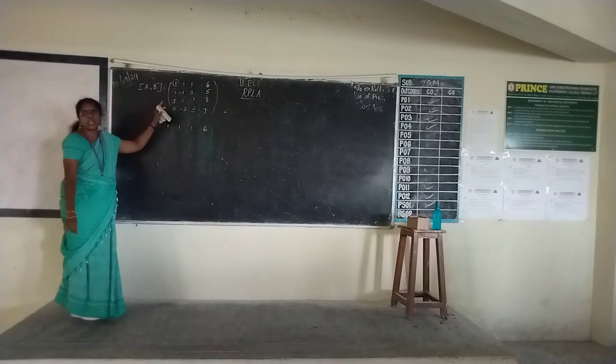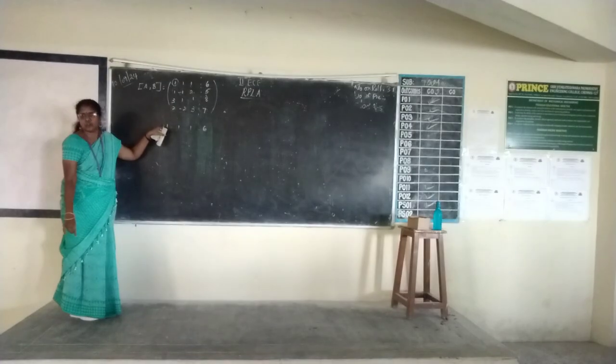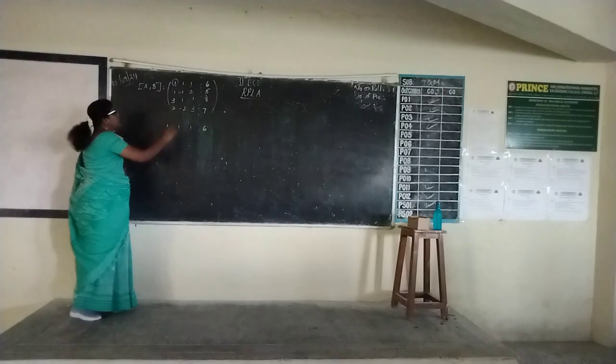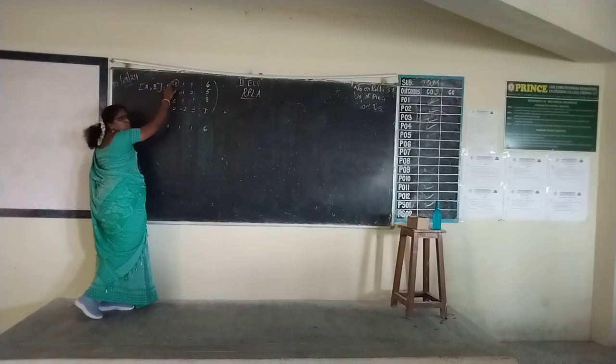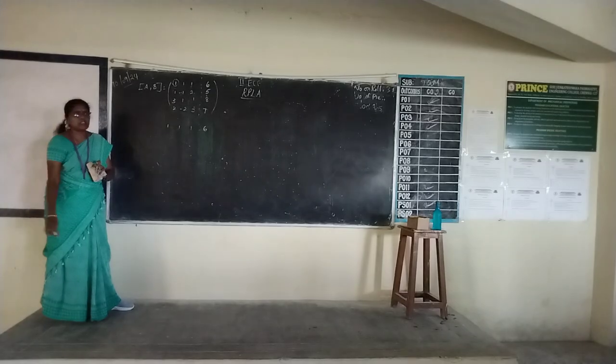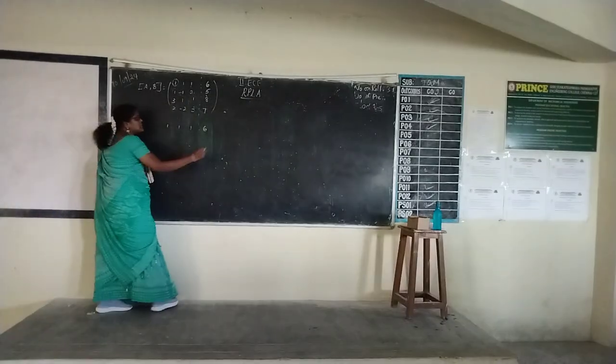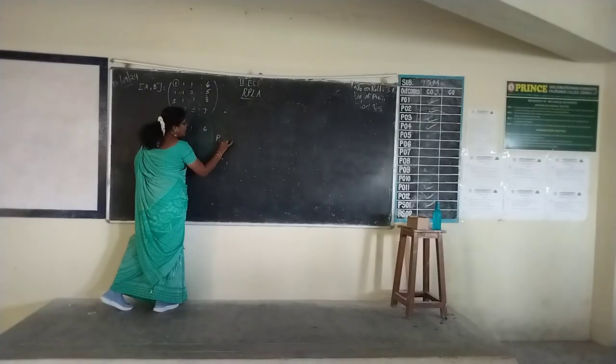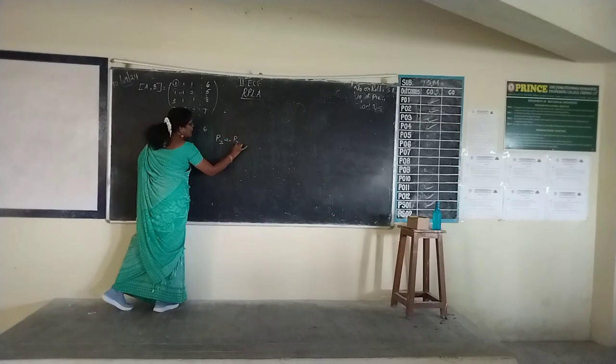Okay, but there will be changes in the second, third and fourth. Here it is 1, here also it is 1. How will it become 0? Just subtract. If you subtract, it will become 0. So what is the transformation of R2? R2 is transformed as R2 minus R1.